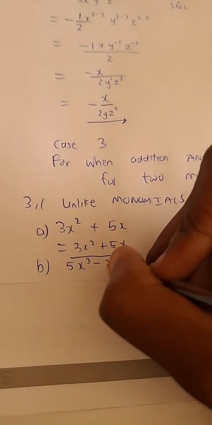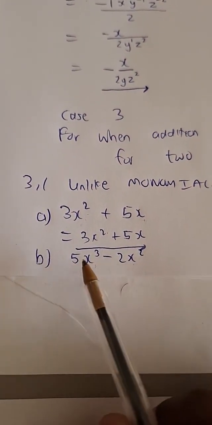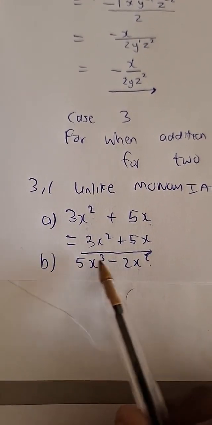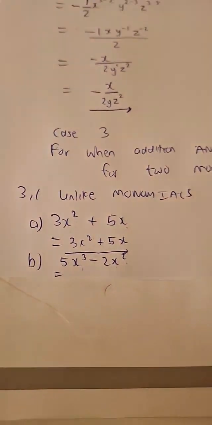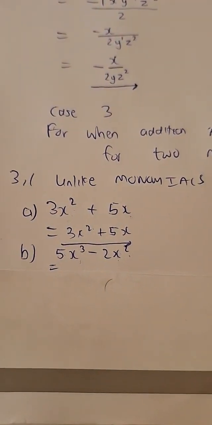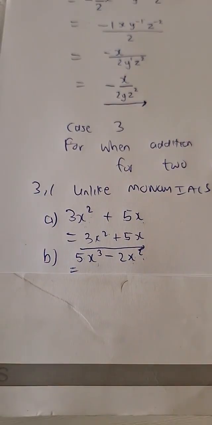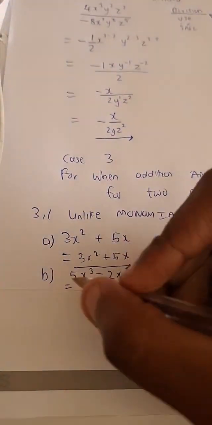5x cubed minus 2x squared. What about these two terms? This is a monomial and this is a monomial. We are subtracting it. When we subtract these two monomials, what is the answer? Can we subtract them? Is it possible? Yeah, the problem is the exponents. That's very true. That's the problem.